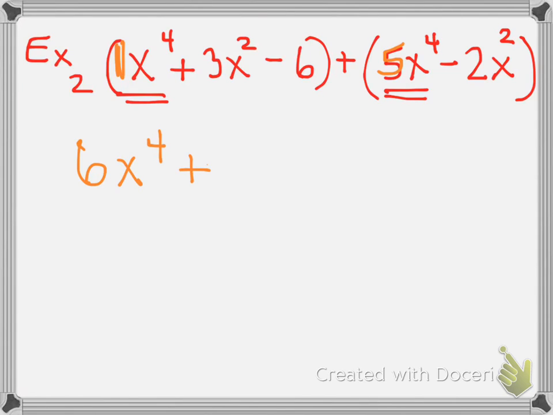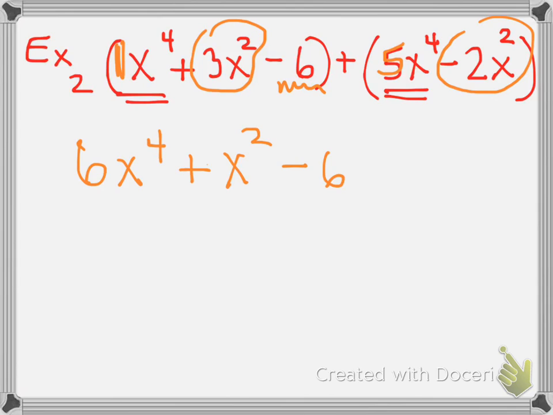And then these are like terms, 3x squared and negative 2x squared. So you just go 3 subtract 2 and get 1x squared. So you just write it x squared. And then the negative 6, it's by itself. So you just put it by itself. That's the answer. Let's subtract.